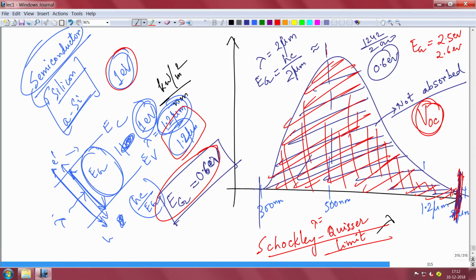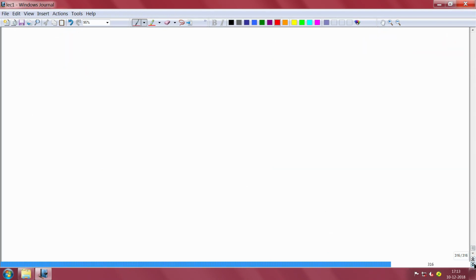Now, but the basic thing is that you want to harness the solar energy that is there, you want a semiconductor, and semiconductors have a band gap. Band gap means that you can only absorb light of a particular wavelength or wavelength lower than that, you cannot absorb light of wavelength more than that, okay. So, this is the basic idea of a solar cell.